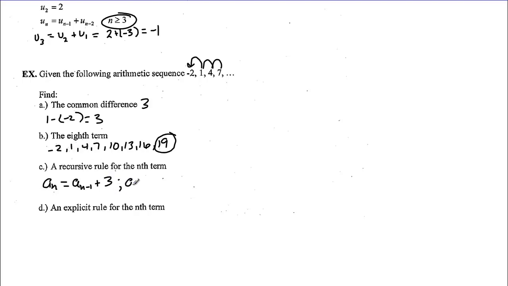But we have to know where to start. A sub 1 equals -2. Just adding 3 is not going to get this sequence. But if I tell you what I start with and then add 3, then we can find this exact one.